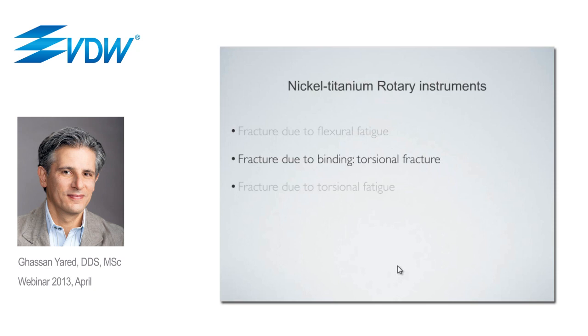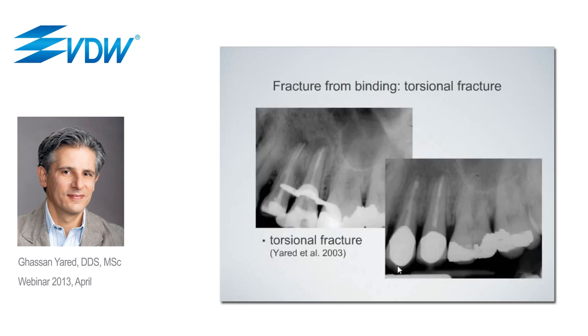The second type of fracture is the fracture that is caused by binding, and this is what we call torsional fracture. If you look at this first maxillary premolar, you will see that there is an instrument that was fractured in one of the canals. That was a new rotary instrument. It was a new instrument, and the canal is not curved, it's quite straight. So obviously here, the instrument did not fracture because of flexural fatigue. This instrument has fractured because it bound in the canal, because of binding.